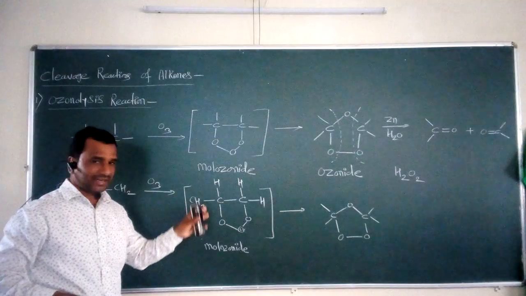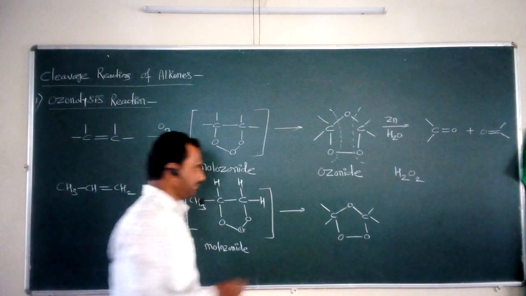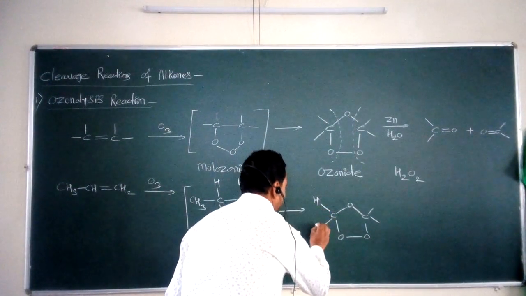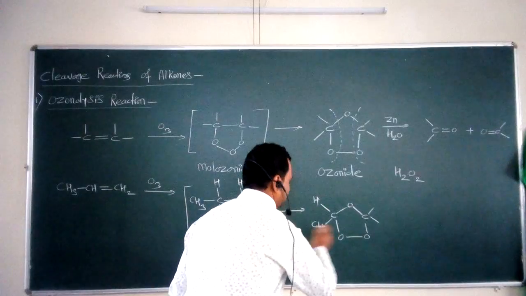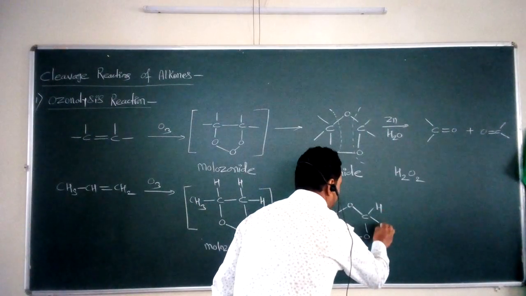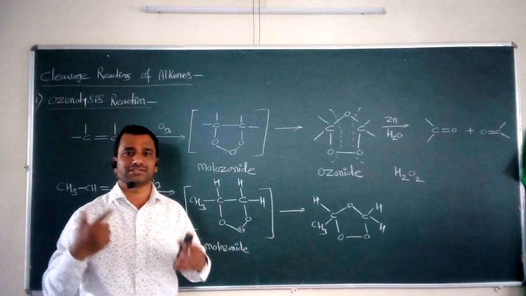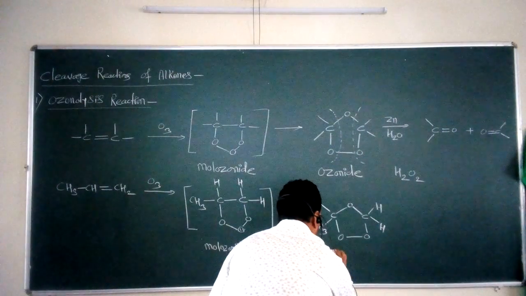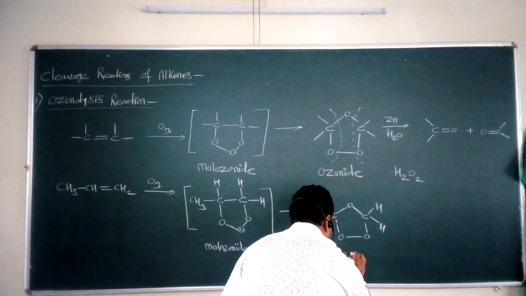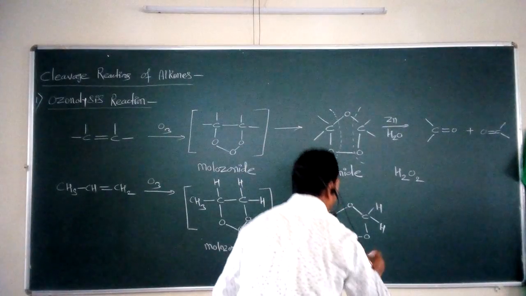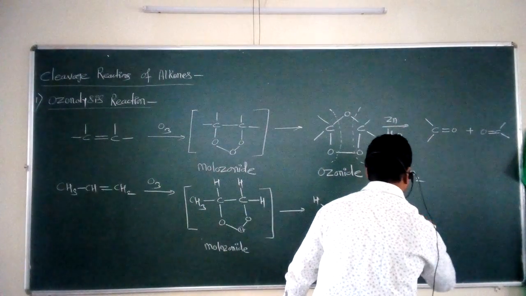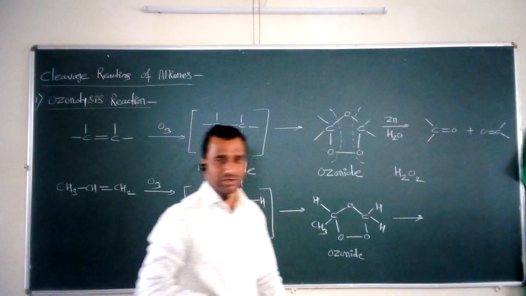What type of groups are attached? One is a methyl group, one is a hydrogen atom. So we write here H, this is CH3, and to the second olefinic carbon, first hydrogen, and this is the second hydrogen. So what is the name of this compound now? This is called the ozonide. So this ozonide formation can take place.